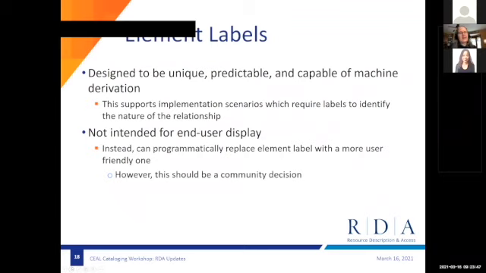So the element labels. They are designed to be unique, predictable, and capable of machine derivation. This supports implementation scenarios which require labels to identify the nature of the relationship, to be exact. They are not intended for end user display. Some of them aren't too bad. Some of them, if you've looked very closely, you probably detest. This is not because they were designed for display. It's because they were designed to be unique with over 3,000 elements. So what we recommend for the end user display is that a community come together and decide what they want to display and make a programmatic mapping between that, the RDA element label, and something that is more user friendly. We don't want to dictate that on an international level. Next slide, please.